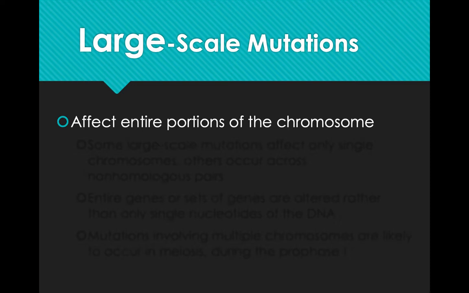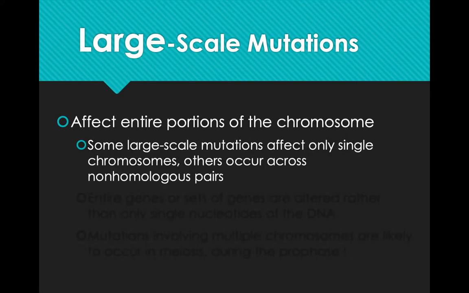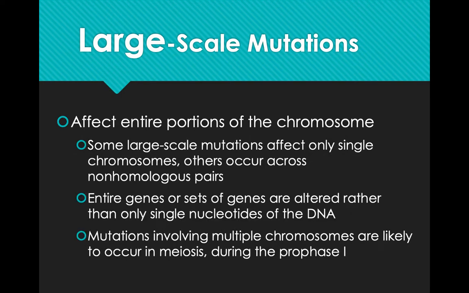Our large scale mutations, we've already talked about these a little bit when we talked about chromosome mutations in the last unit. That's what these are, but I feel like it's important to mention them again here as well, just so you can compare them to the small scale mutations that occur with the DNA sequence. So, a large scale mutation is a mutation that affects an entire portion of the chromosome. So we're not looking at just a single point or a single moment in the DNA strand.